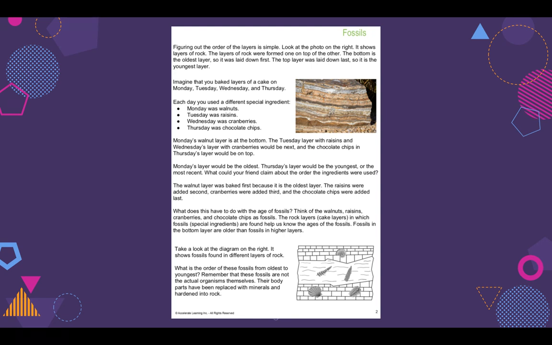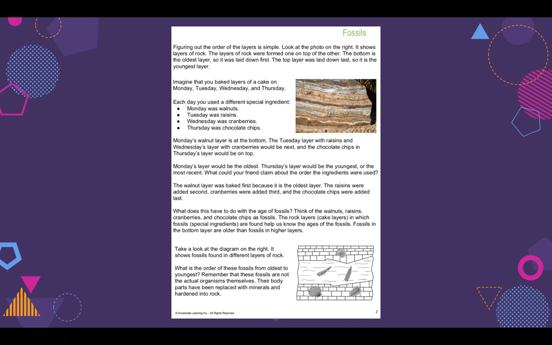Imagine that you baked layers of a cake on Monday, Tuesday, Wednesday, and Thursday. Each day you used a different special ingredient. Monday was walnuts, Tuesday was raisins, Wednesday was cranberries, Thursday was chocolate chips. Monday's walnut layer is at the bottom, then the Tuesday layer with raisins, and Wednesday's layer with cranberries would be next, and the chocolate chips in Thursday's layer would be on top. Monday's layer would be the oldest, Thursday's layer would be the youngest, or the most recent.